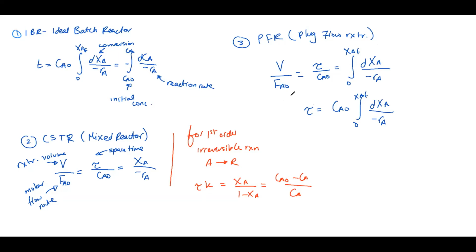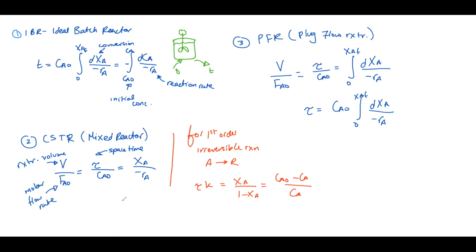Let me just draw some diagrams just for you to remember what we're talking about. So we said a batch reactor, basically I just have a vessel and I load it with some chemicals at time 0, and then I take out the chemicals at time equals t, right? And I let the reaction happen in this reactor.